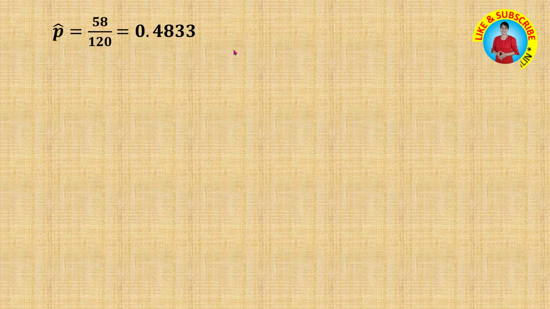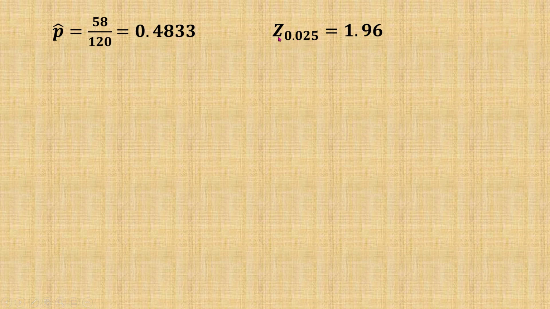First, I'm going to find the sample proportion, that is p-hat. That is equal to 58 divided by 120. It is equal to 0.4833. Next, I'm going to find the Z value. Since the confidence level is 95%, that is 0.95, alpha is equal to 0.05. Therefore, alpha over 2 is 0.025 and the Z value is 1.96.